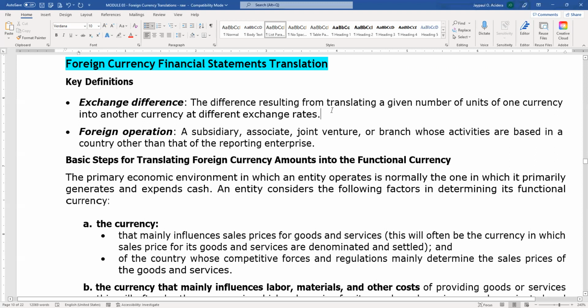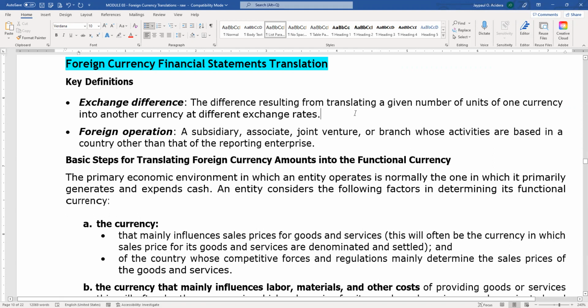I mean, we have to identify which of the two methods we are going to use to account for the translation or to process the translation. So before that, let's have some key definitions. We have exchange difference. It is the difference resulting from translating a given number of units of one currency into another currency at different exchange rates.